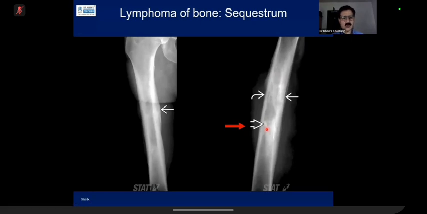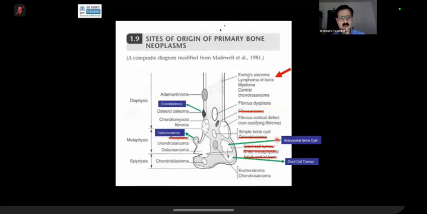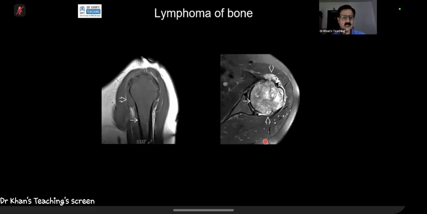But then I will ask you, what else can it be? So now you have learned that sequestrum can also be in lymphoma. Usually lymphoma of bone is in the diaphysis. So this is just to make a point that with lymphomas, the soft tissue component can be very thick, just like an Ewing's, etc.